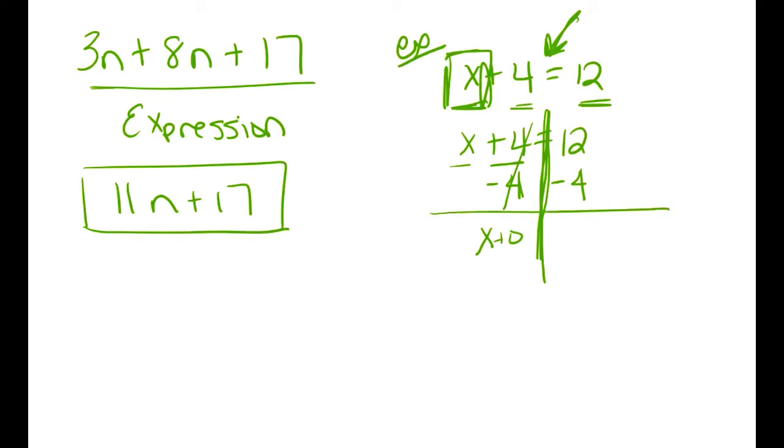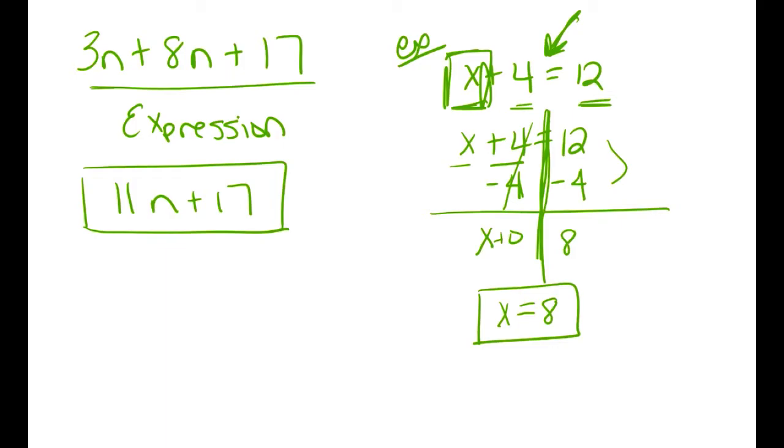Now here on the right side of the equation, I'm going to actually just perform this operation, 12 minus 4, which is 8. So I get x equals 8. And that is the solution to this equation.